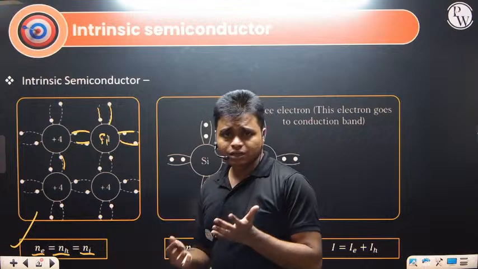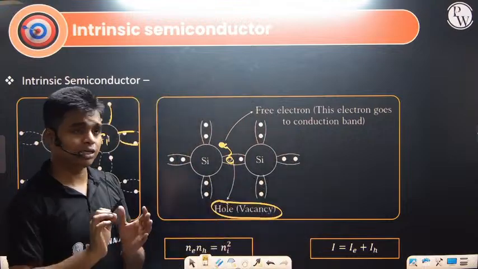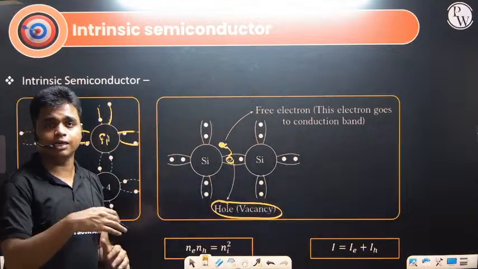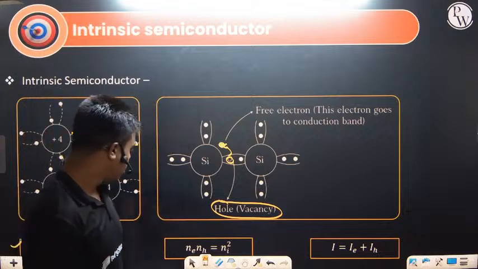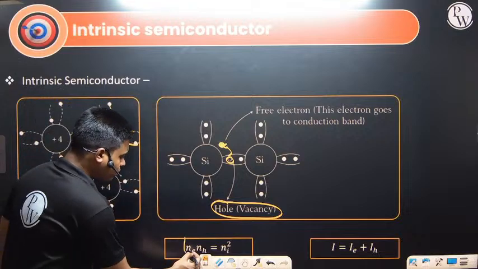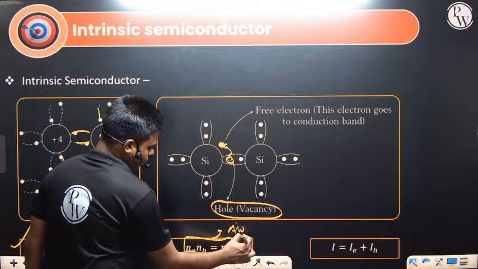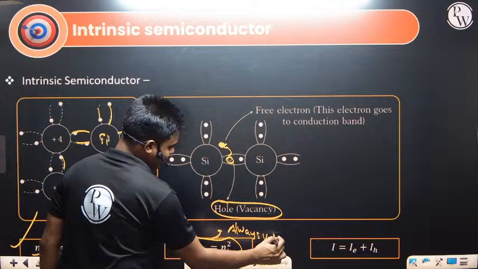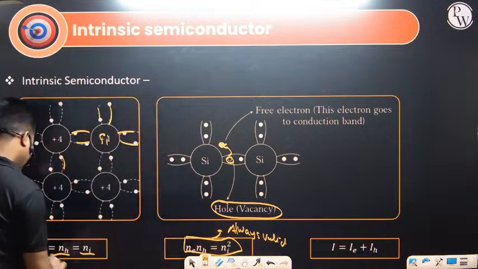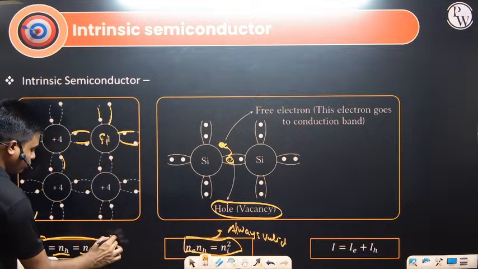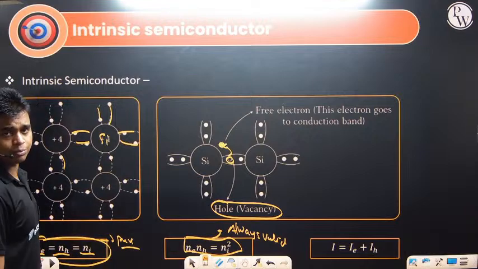What is Ni? Ni is the name given to the intrinsic charge carrier, that is, either the electron or the holes. Now this particular formula, Ne into NH equals Ni square, is always valid, and this is what we define as the mass action law. And Ne equals NH is only for a pure semiconductor.